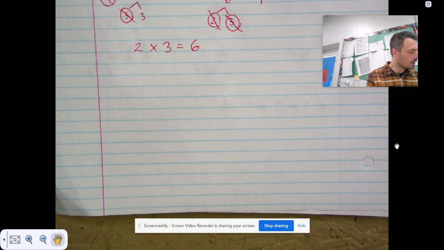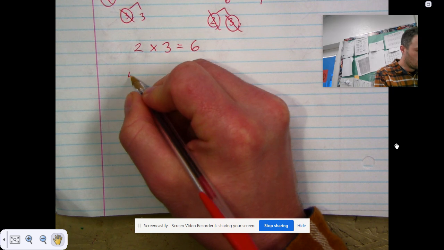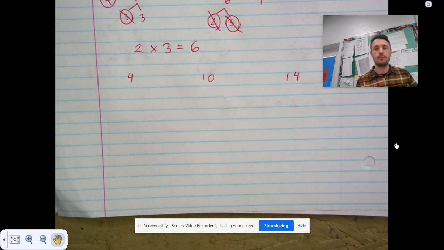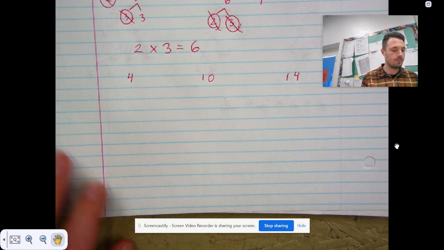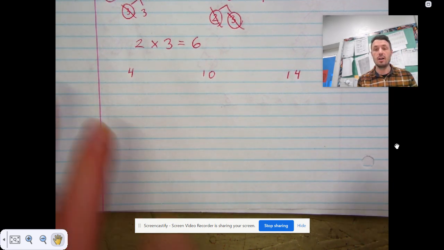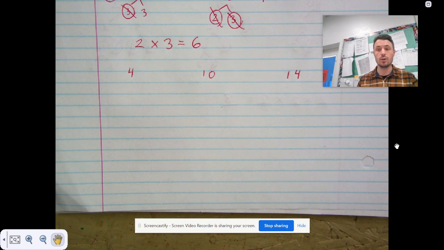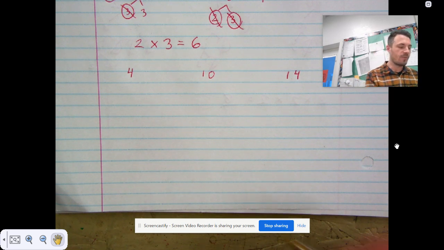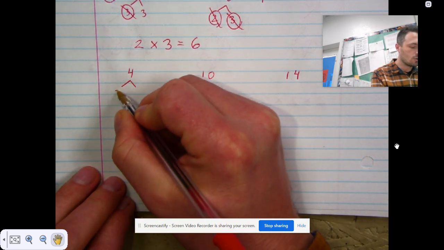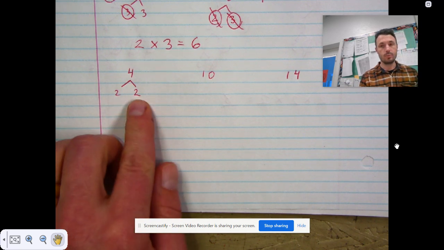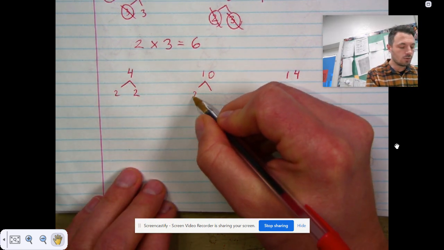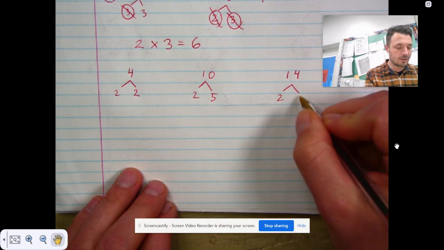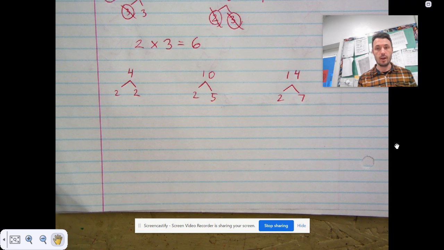Next, let's do another one together. Let's say we had 4, 10, and 14. We have 3 numbers this time. And so that would make it kind of hard if we had to list all the factors for all 3 numbers. It actually wouldn't be that hard with these 3 numbers, but it'll be faster to use prime factorization. 2 times 2 equals 4. Those are both prime, so we're done. 2 times 5 equals 10. Those are both prime, so we're done. 2 times 7 is 14, and those are both prime, so we're done.